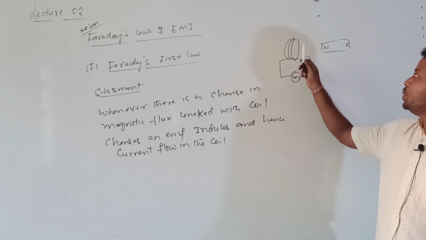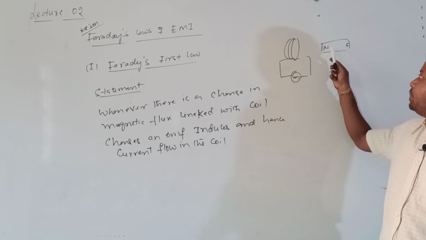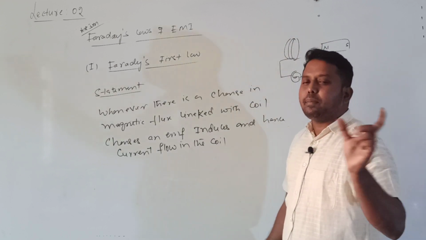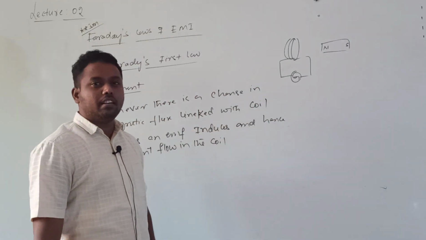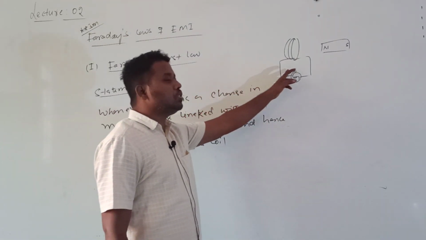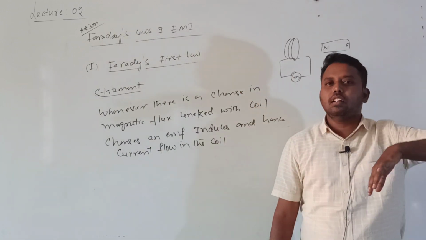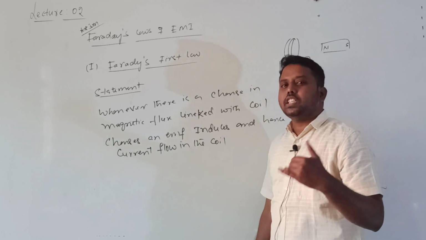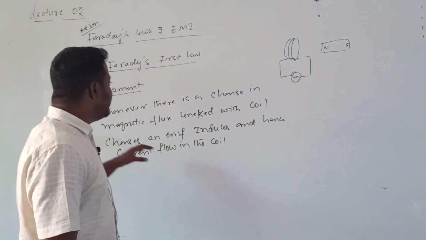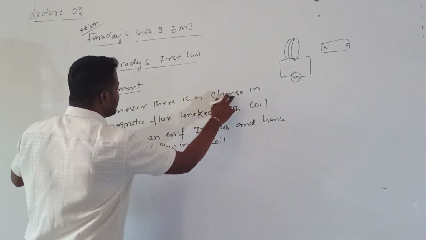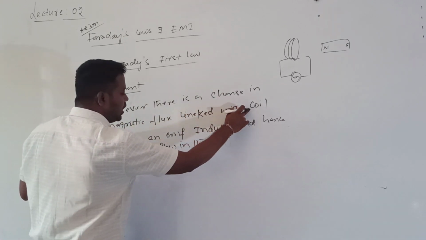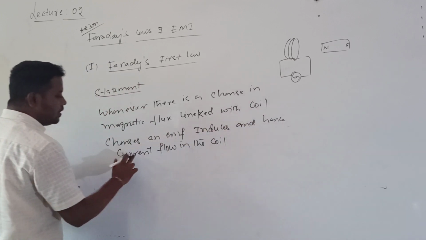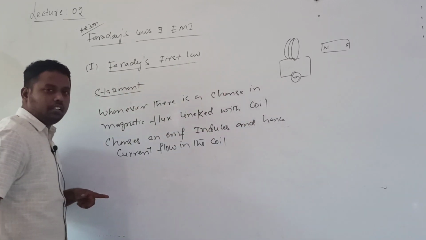Whenever a coil is moving away from the fixed bar magnet, the flux value decreases. Due to the relative motion between the bar magnet and coil or two coils, obviously the flux value changes. But when flux is changing, what happens? There is a change in magnetic flux linked with a coil. So in that coil, an EMF is induced, hence the current will flow in that coil.